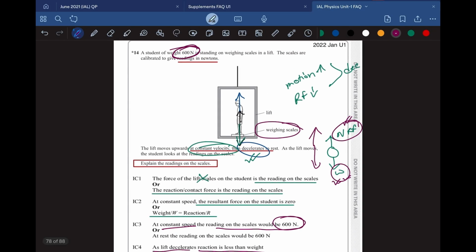Okay, we know when it is decelerating, the weight is greater than the normal reaction force, and the weight was 600 Newton. So as the normal reaction force is less than the weight, it will be less than the 600 Newton as well. So this is how we will actually explain this type of theoretical question.